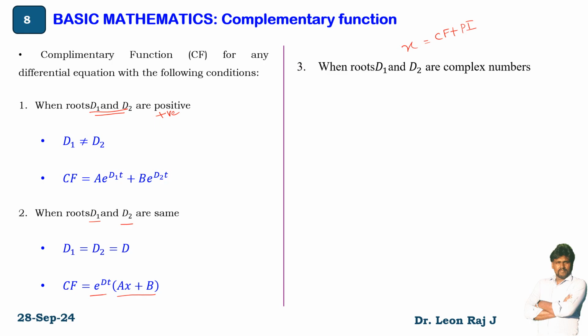So when the roots D1 and D2 are complex numbers, that is alpha plus i beta, in those cases the complementary function is equal to e power alpha t multiplied by (A cos beta t plus B sin beta t). So these are the guidelines for writing the complementary function.